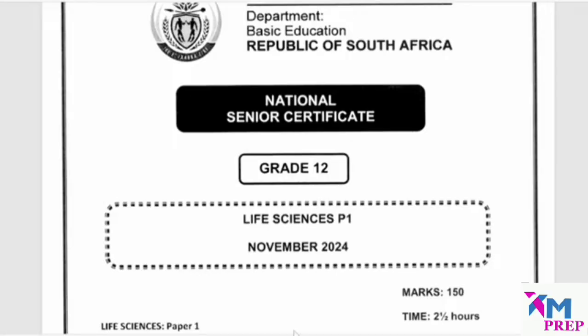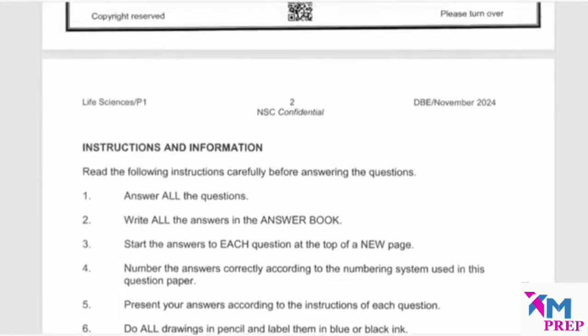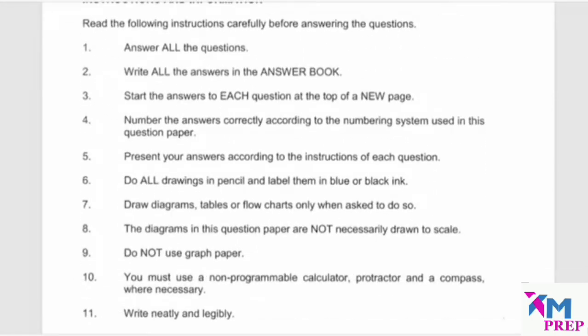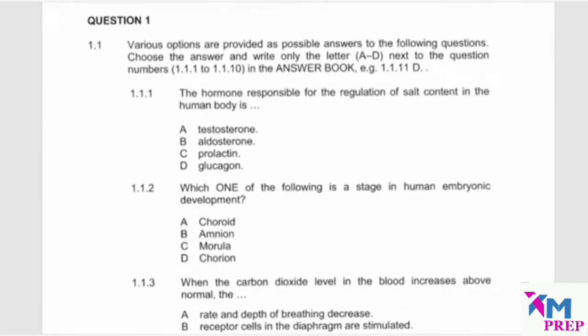All right. They are saying that I don't go through instructions. Everyone knows instructions. Why should I go through instructions? Yeah, but when you are writing, make sure that you go through the instructions. They are saying hormone responsible for regulation of salt.